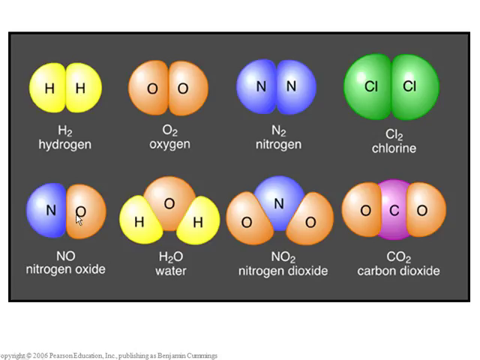Down below, nitrogen oxide, NO is the chemical formula there. Water, which you're familiar with, two atoms of hydrogen, so shown with this 2 here, one atom of oxygen, that gives you water. Nitrogen dioxide, one atom of nitrogen, two atoms of oxygen as shown here. And carbon dioxide, a carbon atom with two atoms of oxygen bonded on.